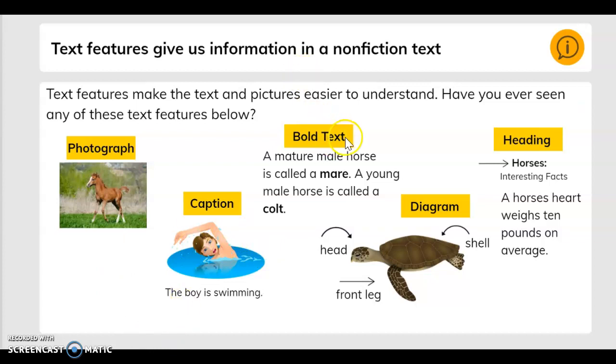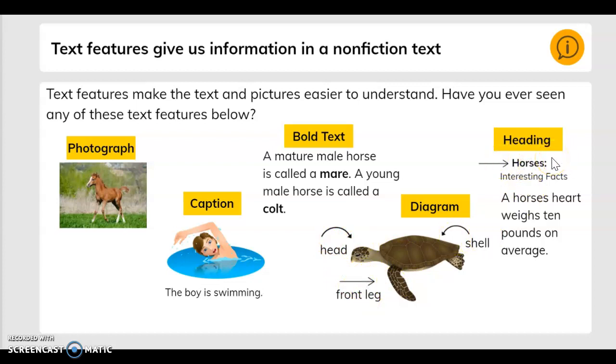Bold text, words that are highlighted in bold. Diagram, which is a picture that shows description of things, such as this turtle here is pointing to the head, front leg, and the shell.